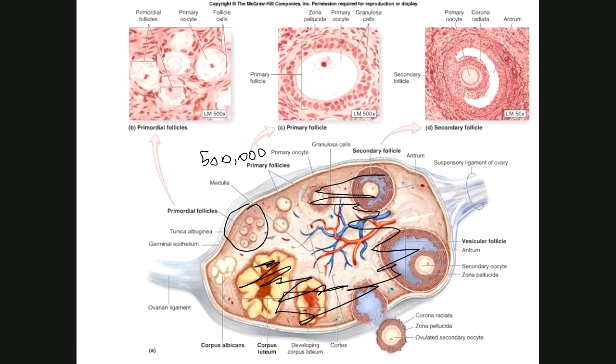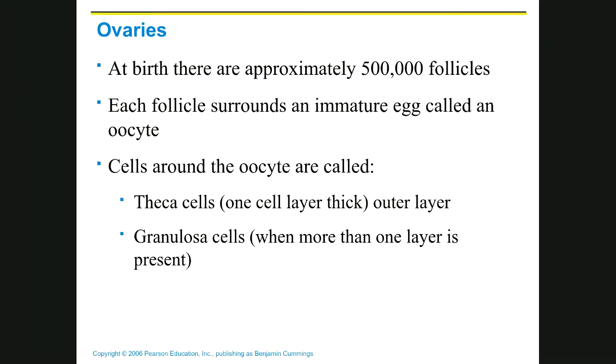Then what happens to them is slowly they all begin to die. So the older you get, the fewer there are of these. The fewer possible eggs, fewer possible oocytes. They get fewer and fewer and fewer. So we have these follicles with oocytes in them.